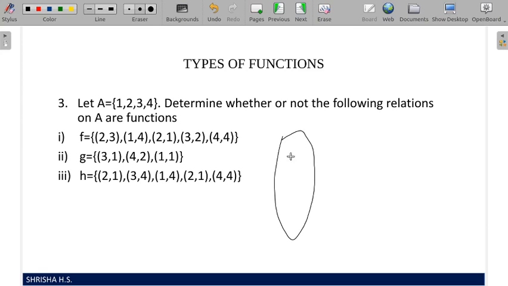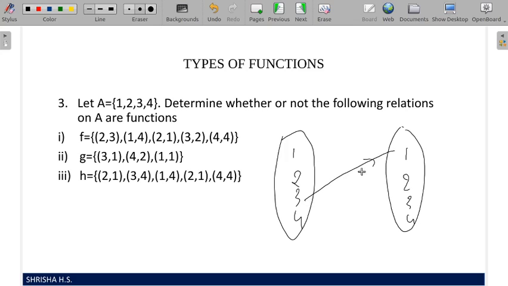Next, we can have again 1, 2, 3, 4 and 1, 2, 3, 4. So 3 to 1, 4 to 2, 1 to 1. Is this a function? No, this is not. Why? Because 2 does not have an image. 1 to 1 and 3 to 1 is absolutely fine, it doesn't give a problem, but 2 does not have an image, so it is not a function.